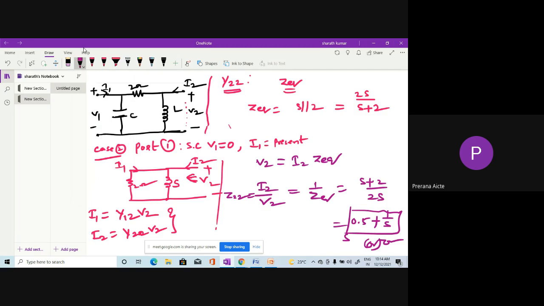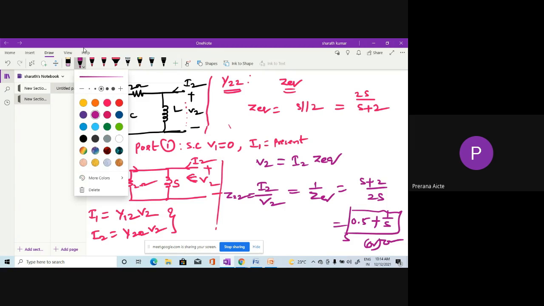In our options we may get 2 plus 1 by s, 0.5 plus 1 by 2s, 0.5 plus 1 by 3s. Like that, different answers will appear in the examination. So try to look at where your answer is available.